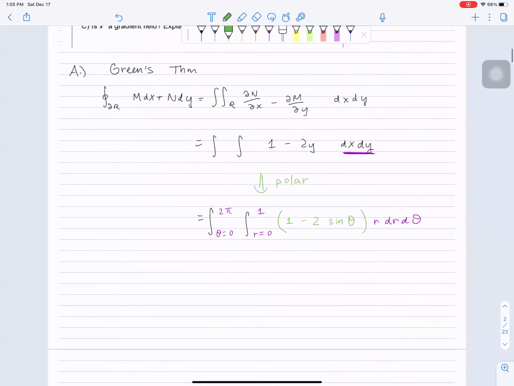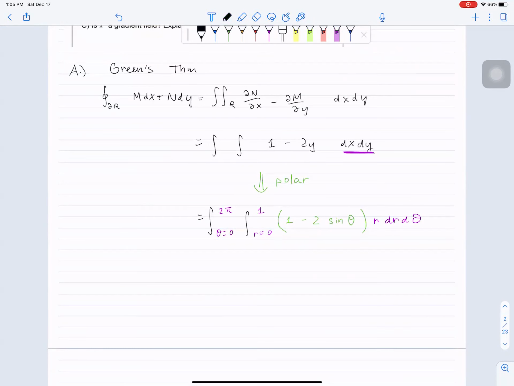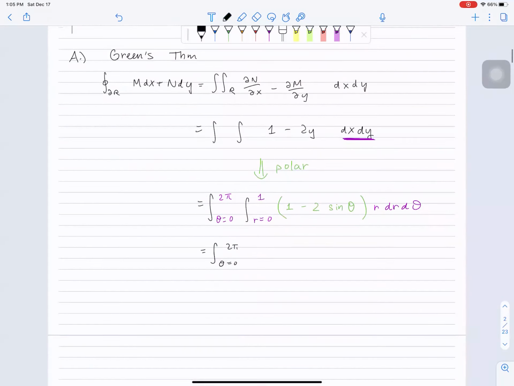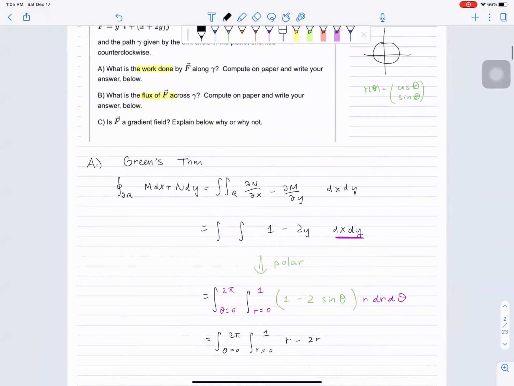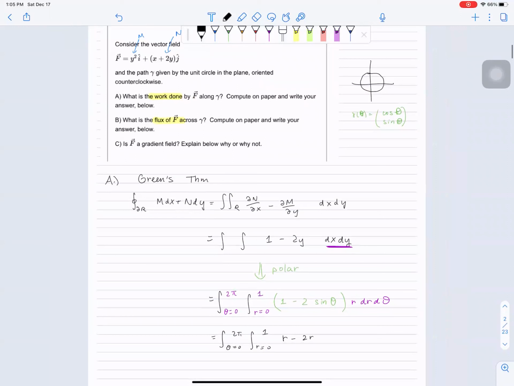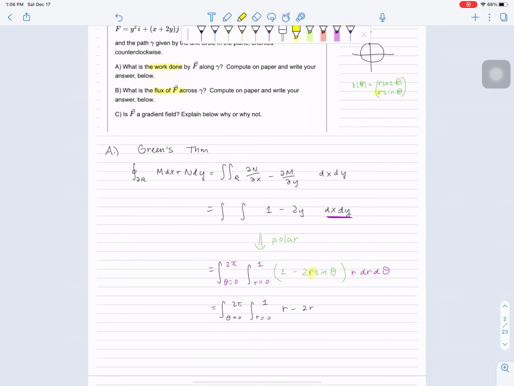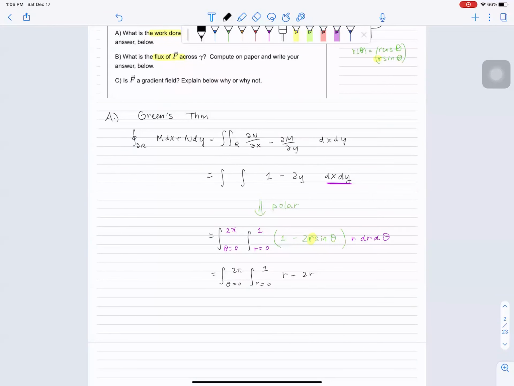Okay, so now we have that, and we can actually now compute our integral. So we have 0 to 2 pi, and r equals 0 to 1. If I distribute r, I get r minus 2r. Oh, sorry. For my parameterization, I should clarify that I should have used r cosine theta, r sine theta. I have an r. Sorry about that. Okay, so continuing, I have r minus 2r squared sine theta, dr d theta.